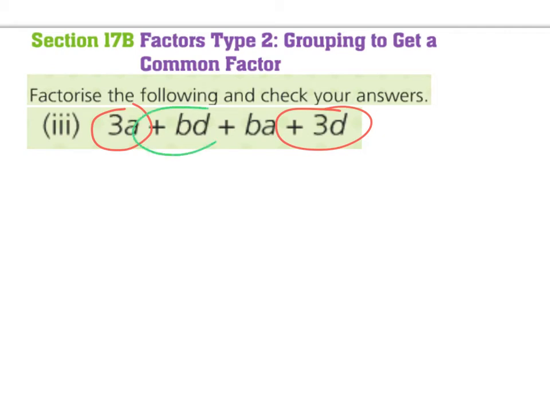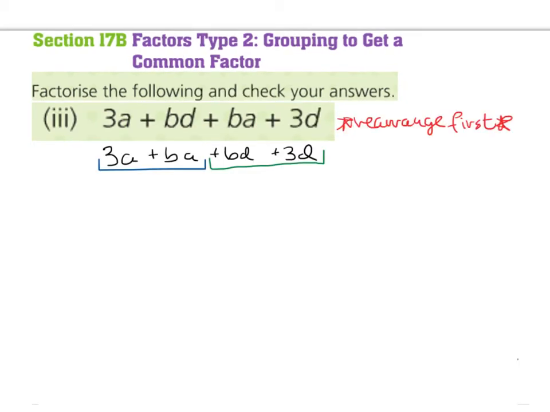And we can group the plus bd with ba, because there's a b common to both terms. It doesn't matter which way you do it, you'll get the same answer. So I've decided to group the 3a with the ba, so here they are grouped together, and the bd with the 3d, so here they are grouped together. So I had to rearrange them first before I started the question.